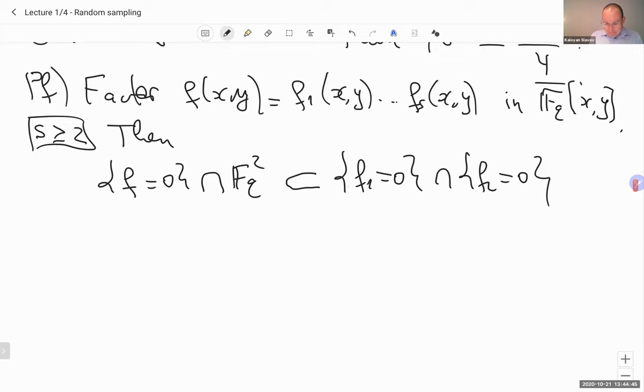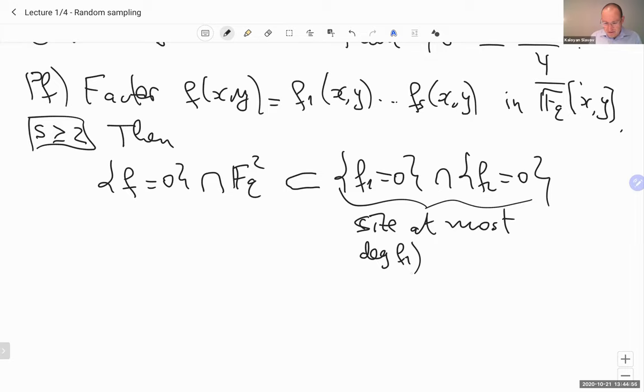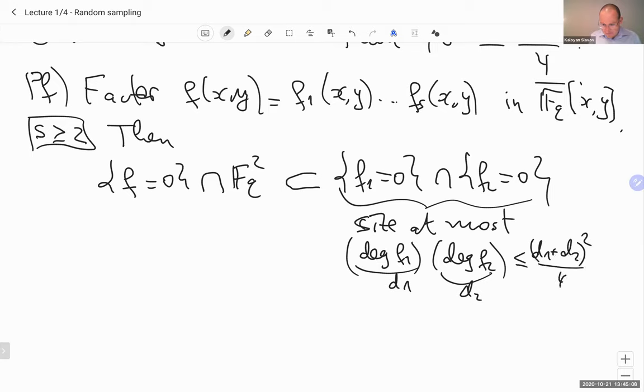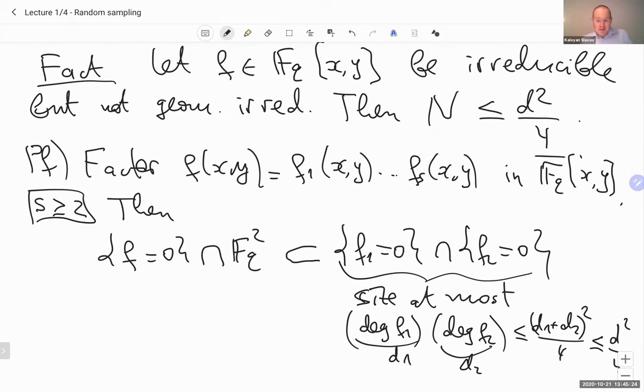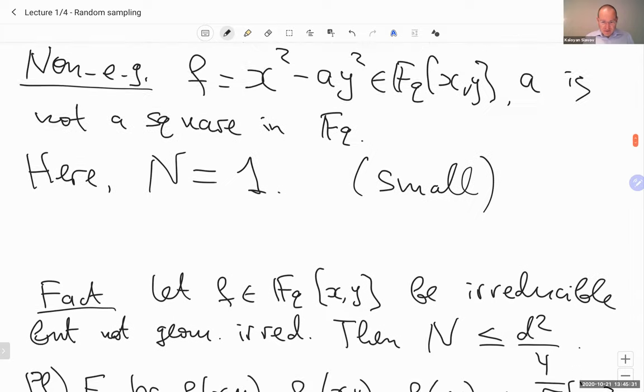Now, here, this set has size at most, here we are using Bezout's theorem, size at most degree of f1 times degree of f2, which is less than or equal to, by Cauchy, (d1 plus d2) squared over 4, less than or equal to d squared over 4. d is the degree of the polynomial f, it's the sum of the degrees, so it's at least d1 plus d2. And here is the inequality. The number of F_q solutions of f is at most d squared over 4, as we claimed. Notice, if for example d is equal to 2, then N is at most 1. That's why here we had at most one solution.